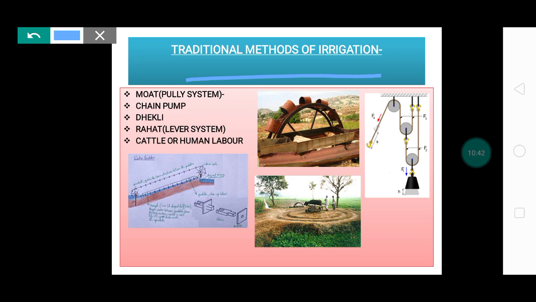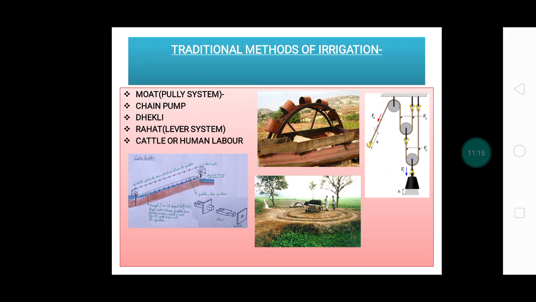In earlier days, cattle or humans were used. Some traditional ways of irrigation are the pulley system, the chain pump, Dhekli and Rahat. So these are the ways. You just look at the pictures: Rahat, Dhekli, and this chain pump. The methods will be clear from these pictures. So these are the traditional methods of irrigation.